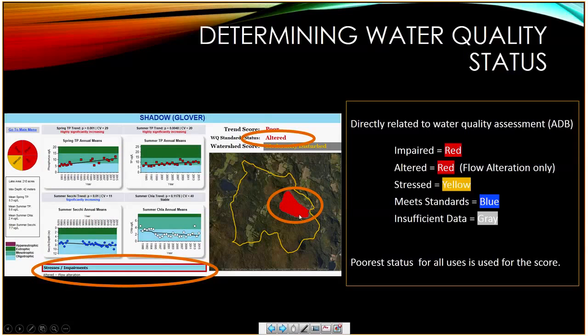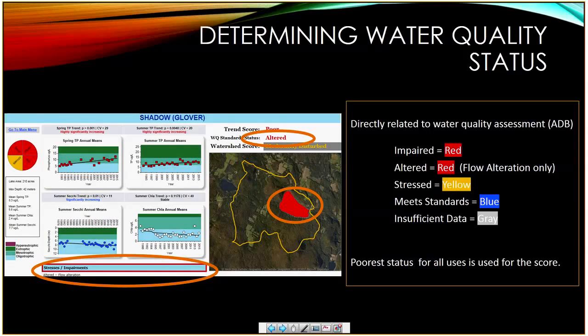So for the purposes of the coloring here associated with this particular status, we have either impaired or altered lakes, which will show as red. We have lakes that are stressed, which will show as yellow. Those meeting standards are blue. And again, if we have not enough data to make an assessment, you'll see that it is gray.